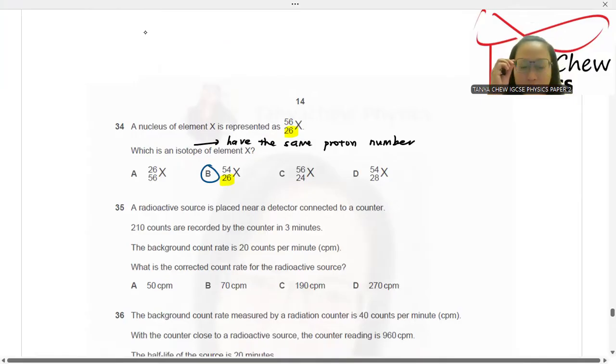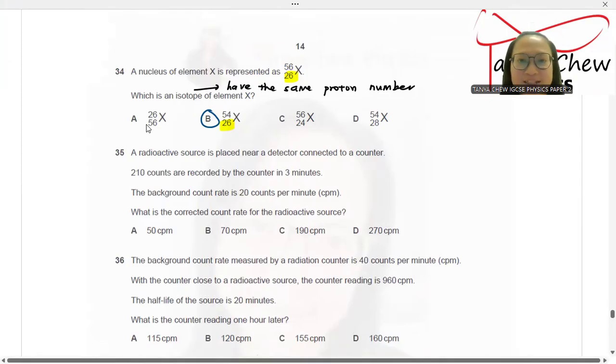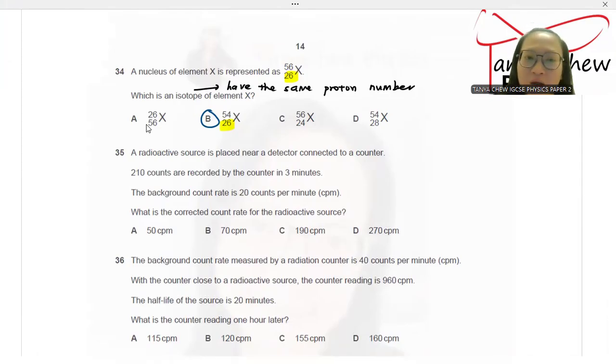B is the answer. Number 35, a radioactive source is placed near a detector connected to a counter. 210 counts are recorded by the counter in 3 minutes. The background count rate is 20 counts per minute. What is the corrected count rate for the radioactive source? First of all, this is a count rate per minute. So I have 210 counts per 3 minutes.